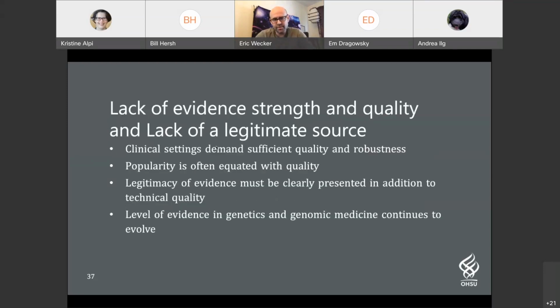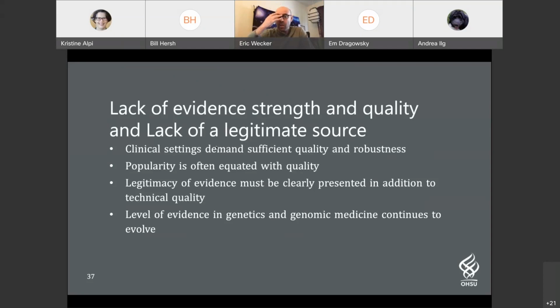And then there's a concern about the lack of evidence strength and quality, and also lack of a legitimate source. So in clinical settings in healthcare, they demand quality and robustness in the tools they're using, because we're talking about people's lives and significant liability as well. So oftentimes popularity is equated with quality. So you look around and say, how many other institutions are using this product? And if no one else is using it, you're not going to be the first one.